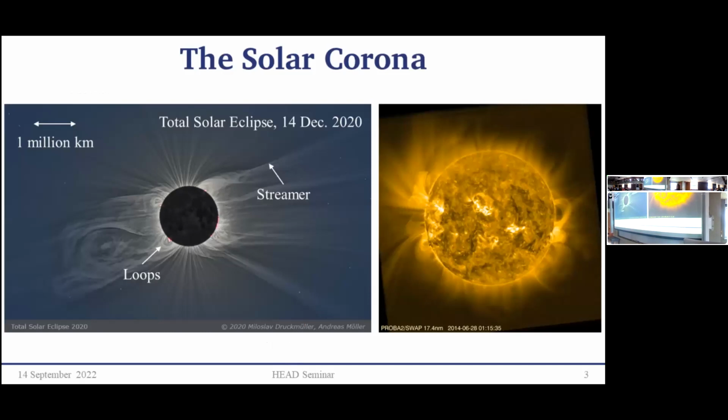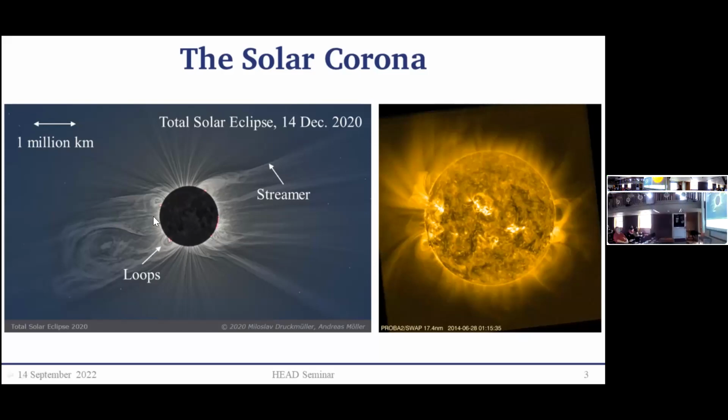So the solar corona is the outer atmosphere of the sun. It's visible during a total solar eclipse to the naked eye, and you can see a picture here on the left. There's a bunch of notable features in this picture that are immediately obvious. First, you see that the corona is very extended, especially compared to the much smaller solar disk. You see these extended features called streamers, and these loop-like features.